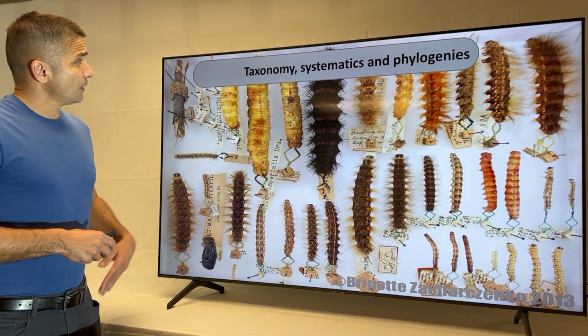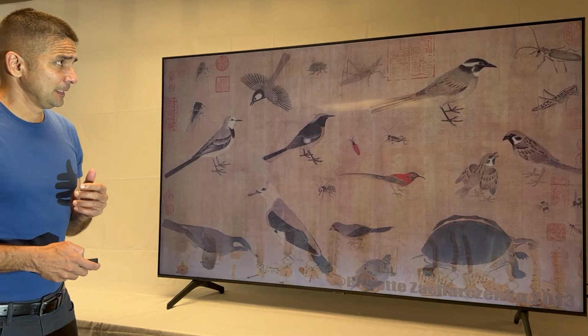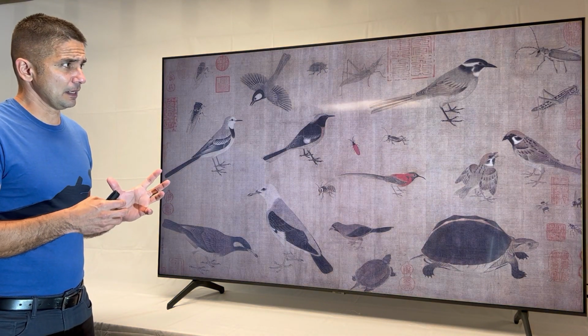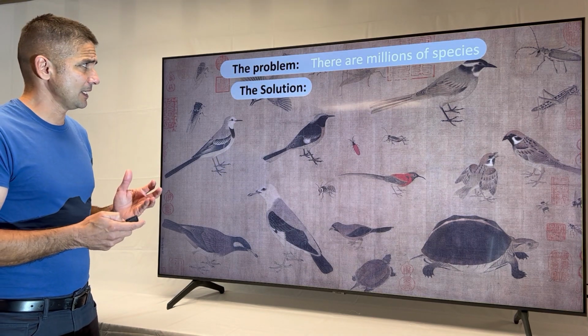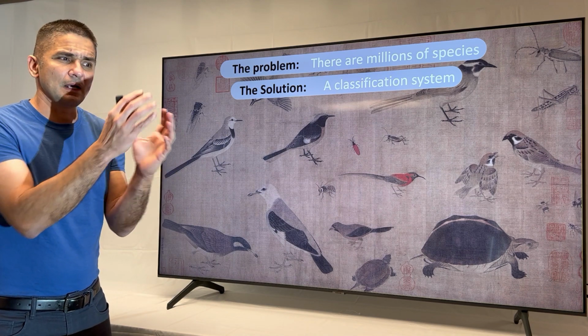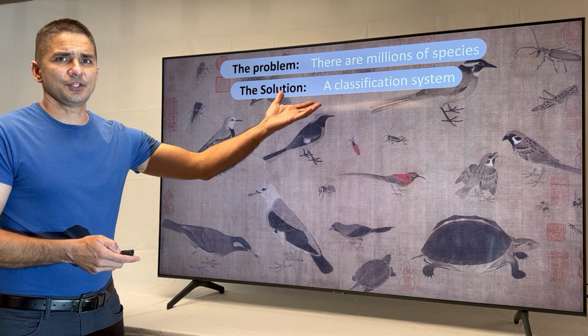So today we're going to be looking at taxonomy, systematics, and phylogenies. Let me start describing what the problem is here. When you look at the diversity of life on the planet, it turns out that there are tons of species that we share the planet with, and obviously one of the things that we had to do is to figure out a way to put them together, organize them, right? And basically what we need is a classification system.